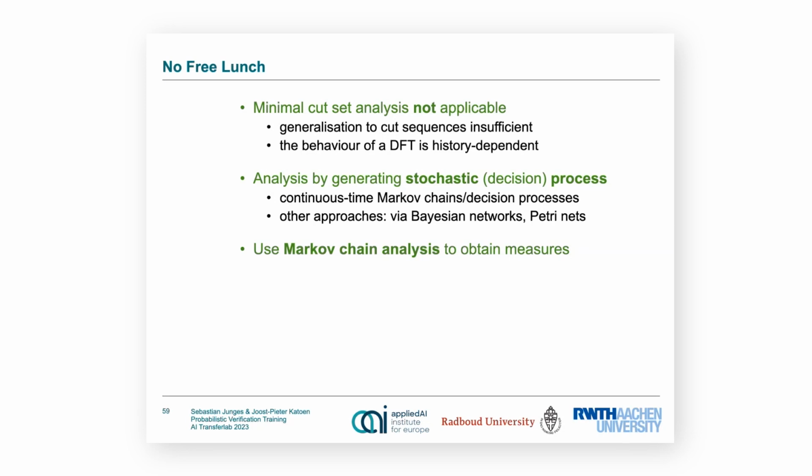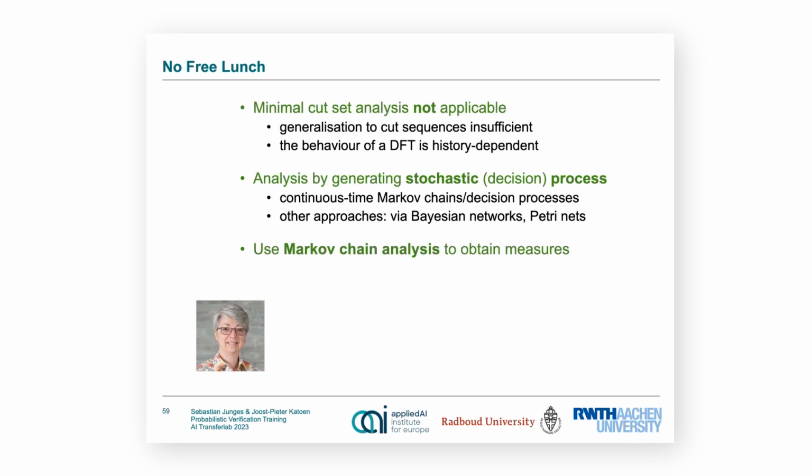So the typical way to do this is you compile or translate such a fault tree into a stochastic process. Typically this is a continuous time Markov chain. If you model certain other phenomena, it can also be something with non-determinism, but let's not talk about this right now. Let's assume that it's a continuous time Markov chain. There are also people who worked on Bayesian networks or Petri nets, but we will concentrate on continuous time Markov chains. Then you can use Markov chain analysis to obtain the mean time to failure, the probability that the root will fail within a certain amount of time, and so forth.